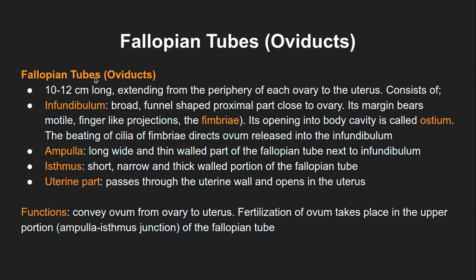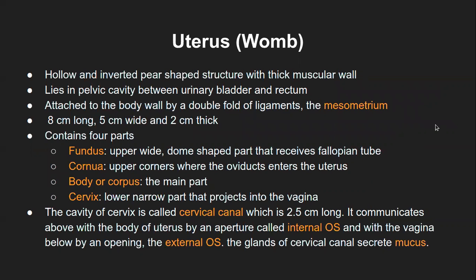I don't know if I mentioned, but of course, these fallopian tubes are also called oviducts because these are duct-like or tube-like structures carrying the ova. So it is nothing but the fallopian tubes. Then the next structure that we are going to look at is the uterus.